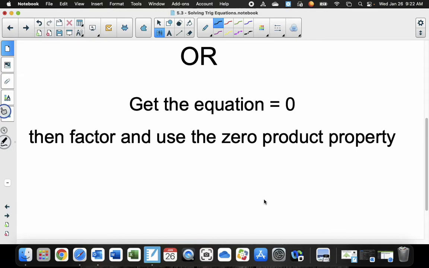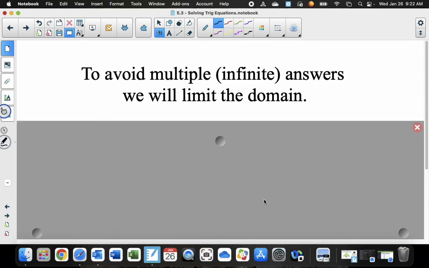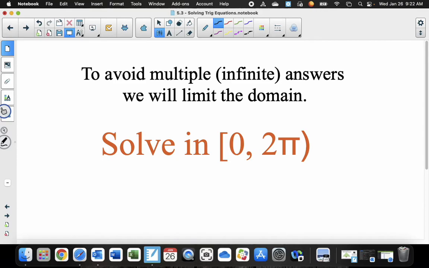We'll look at a few more for tomorrow. You don't necessarily have to write this down, you just need to know this. To avoid having an infinite number of answers, we're going to limit the domain to just 0 to 2 pi, just the first time around the unit circle. So we're not going to have something like 13 pi over 6 be an answer, because 13 pi over 6 is more than one time around the unit circle. We're only going to look at the first time around.